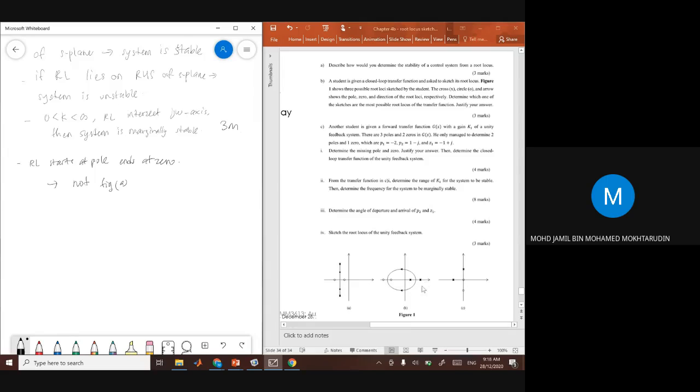Okay, so from figure B, it has all the properties required for a root locus. Okay, so figure B is a possible root locus because it has all the properties.